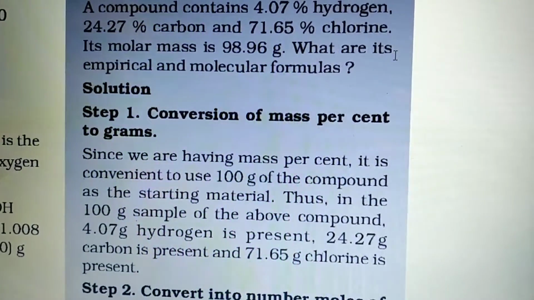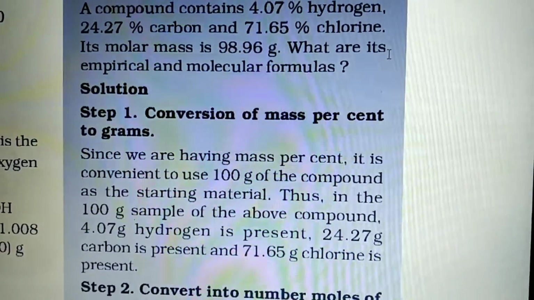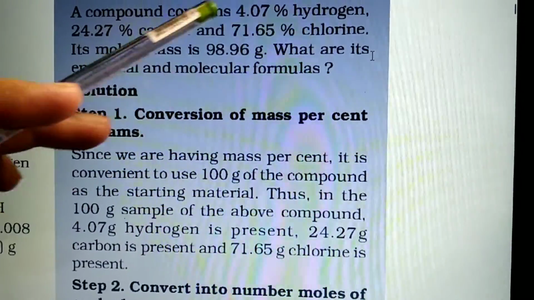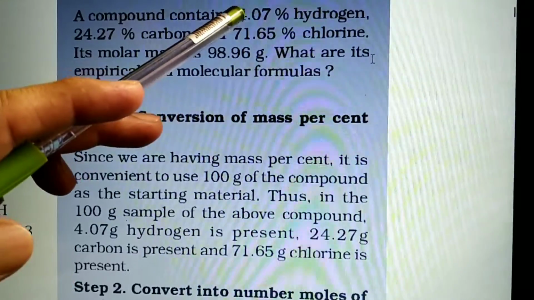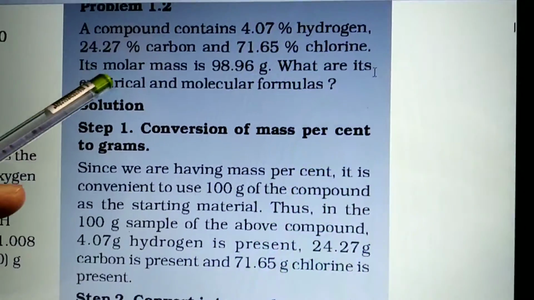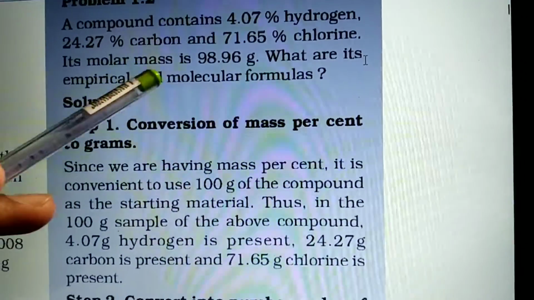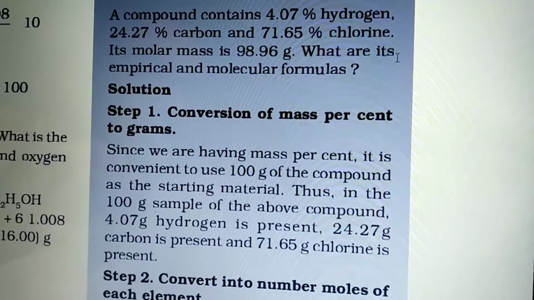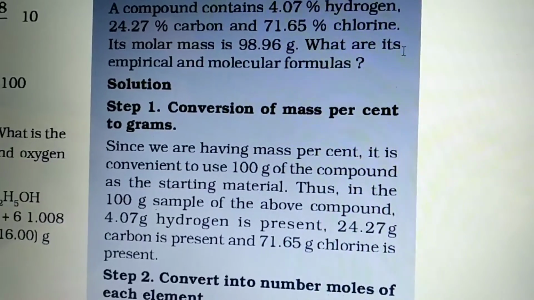Take an example of how to find the empirical formula. Suppose it is given that a compound contains hydrogen, carbon and chlorine. The percentages are mentioned, and the molecular mass is also given, 98.96. What are its empirical and molecular formula? That we have to find. So we need to follow some steps.